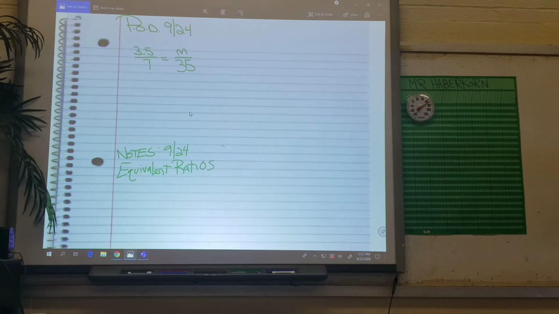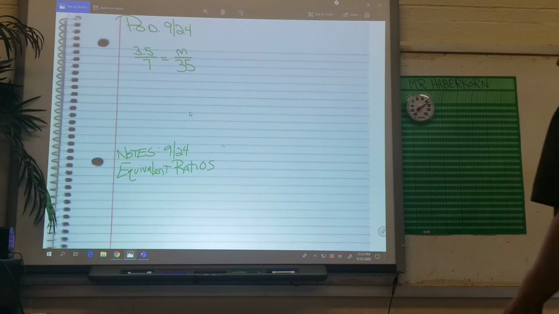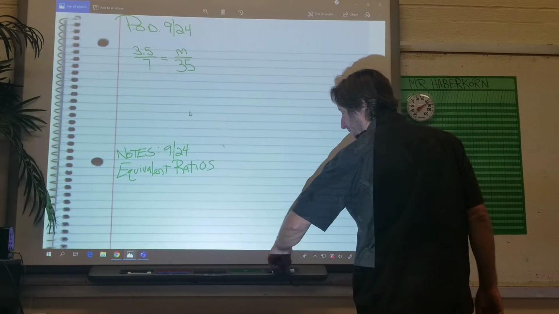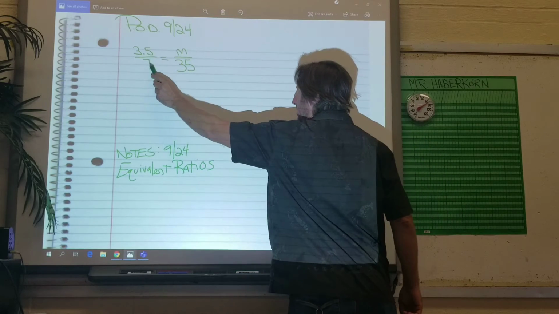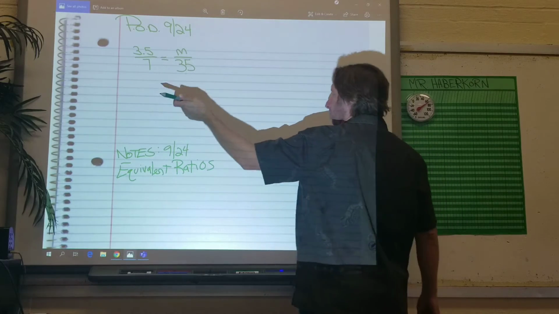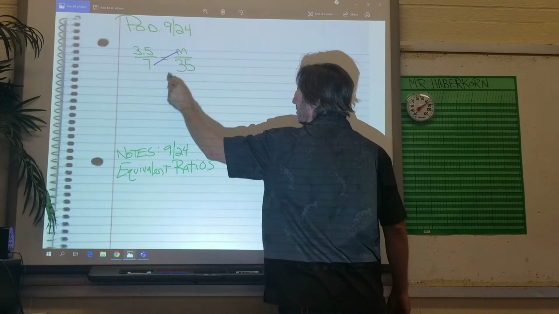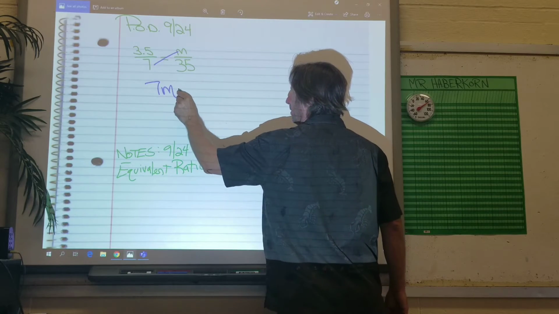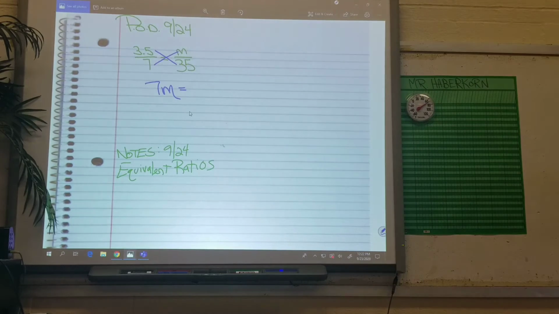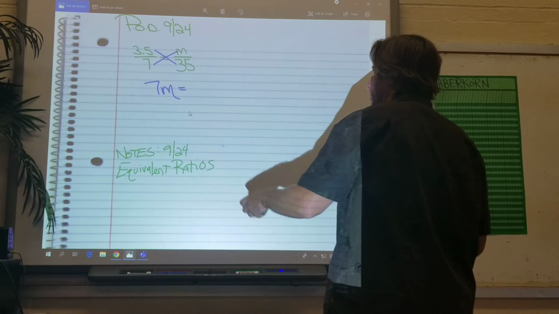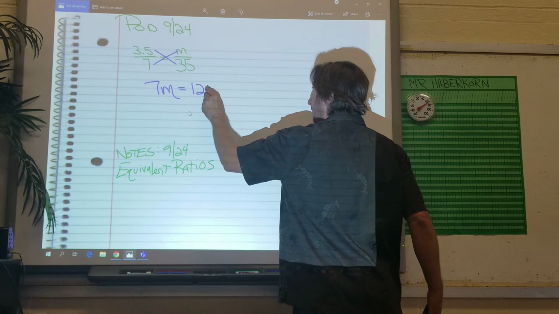All right, I am guessing you copied down that problem of the day, and then you went and tried to solve it. We're trying to figure out what m is, our variable up here, so that this is equal to this. So we just cross multiply. 7 times m is 7m. And then I have 3.5 times 35. 3.5 times 35, which is 122.5.